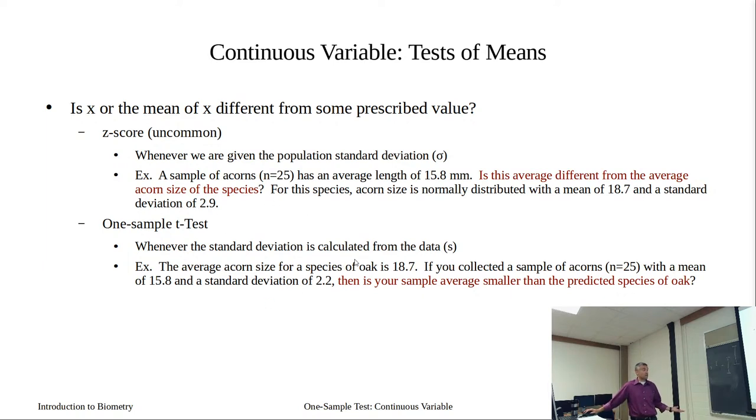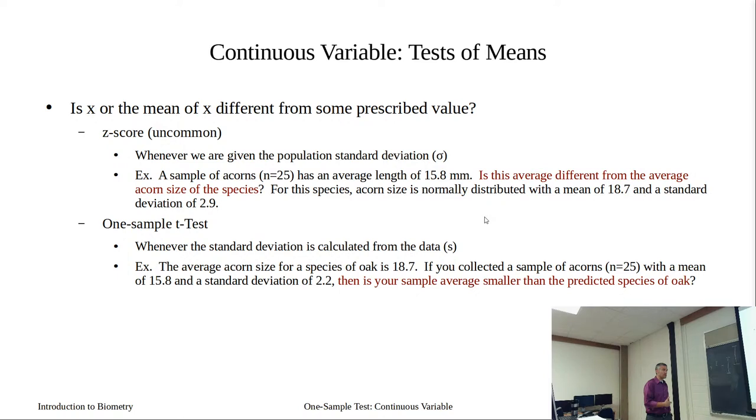The average acorn size for a species of oak is 18.7. Note I didn't say what the population standard deviation was. If you collected a sample of acorns with a mean of 15.8 and a standard deviation of 2.2, is your sample average smaller than the predicted species of oak? Note the different ways in which I ask a question. Basically, the questions are the same. Is the mean equal to some prescribed value?